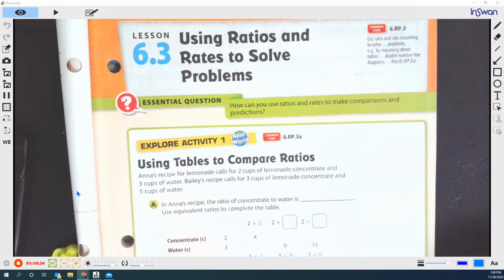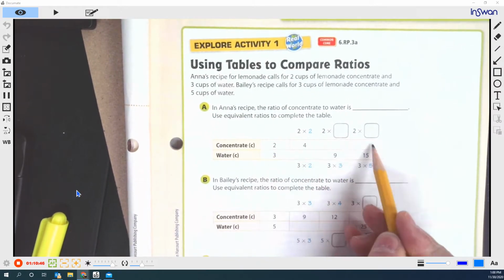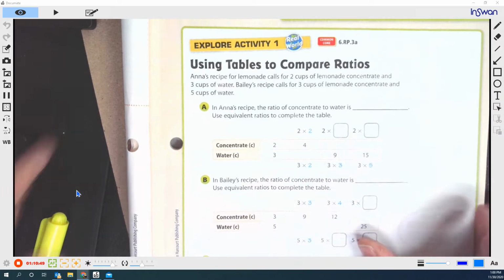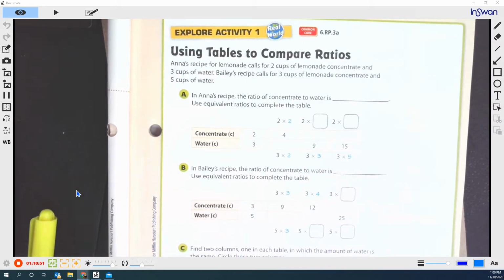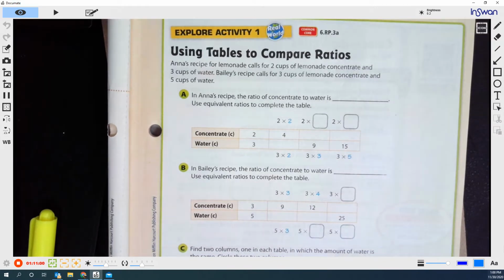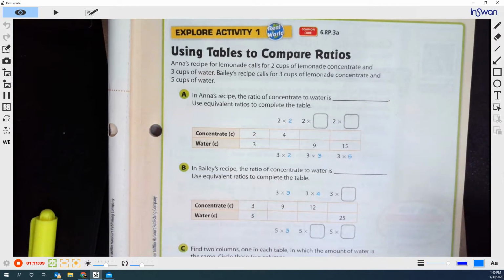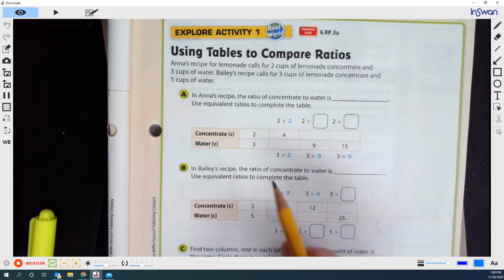Sometimes we do that with the number line. Sometimes we do that with a table. And when we're comparing them with a table, it's kind of like a double number line. You can see here, this would be one number line, this would be the other. When we're using the tables, remember what we said about equivalent ratios: whatever you have as the multiplicative value, it's got to be the same for everything that you're working through.